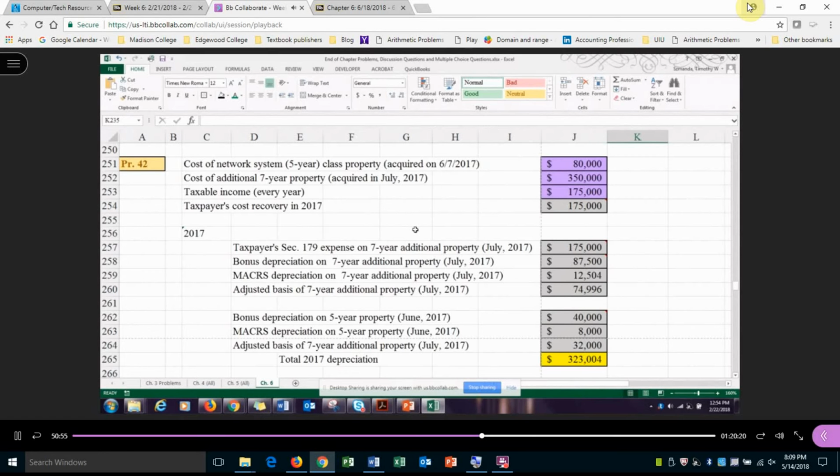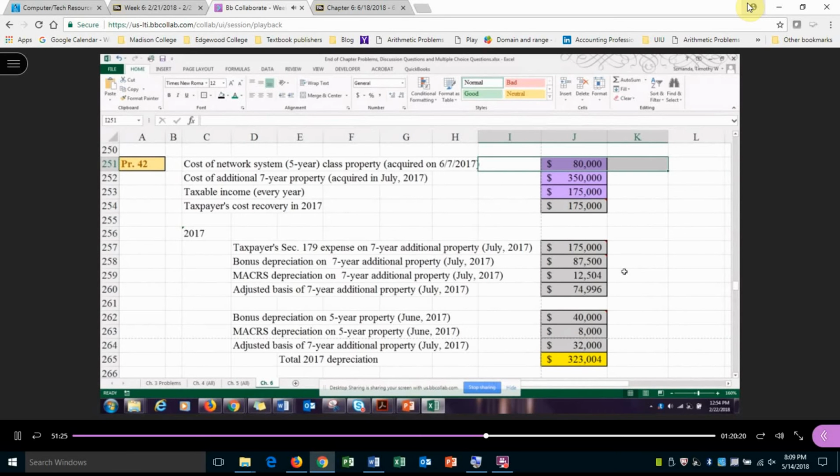So I'm listing, Betsy acquired a new network system. The network system was purchased on June 5th, 2017. It's 5-year class property because it is presumably a computer system, for $75,000. I changed it to $80,000 in my problem. She expects taxable income from the business will always be about $175,000 without regard to the Section 179 election.